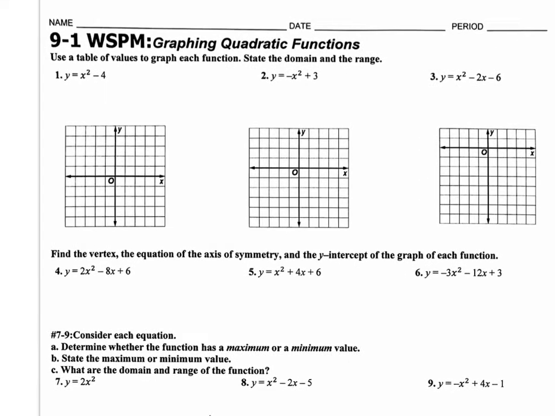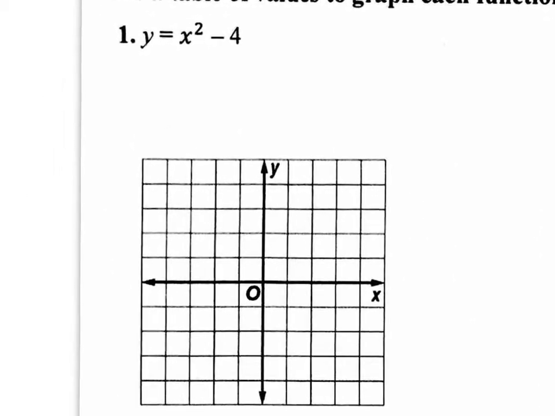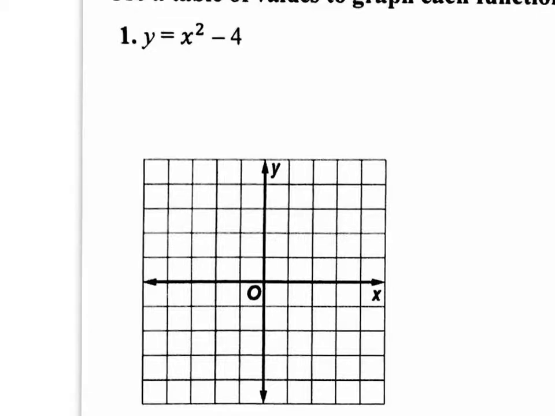So because graphing is so important, we're going to go back and practice a little more graphing quadratic functions, which end up being parabolas. So let's start with number 1. We have y equals x squared minus 4. And of course, the very first step to graphing a parabola is to find the vertex.